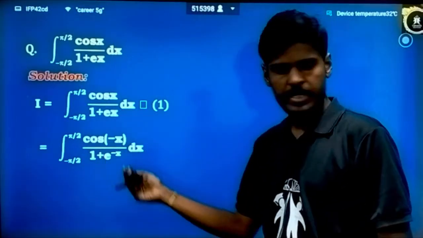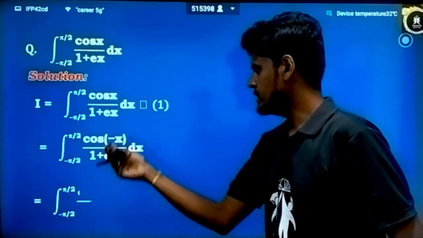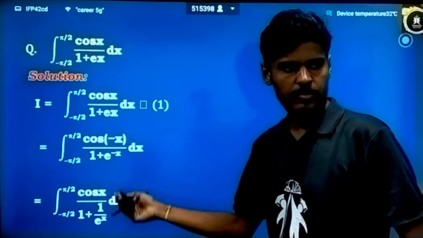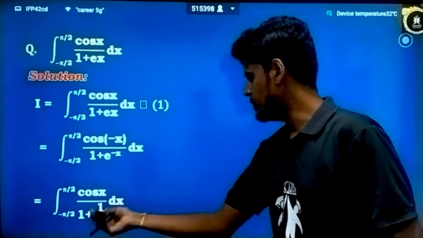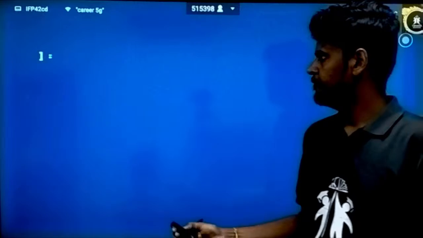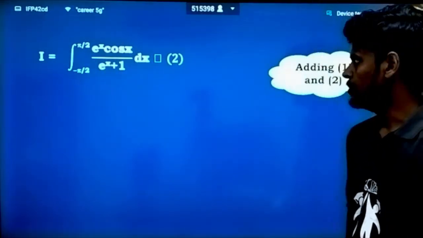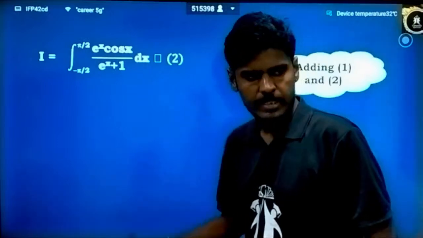So cos minus x divided by 1 plus e power minus x. Cos of minus x is cos x. This value will become e power x plus 1 divided by e power x. That is, e power x will go to the numerator. So e power x into cos x divided by e power x plus 1. Now what we need to do? Add these two.